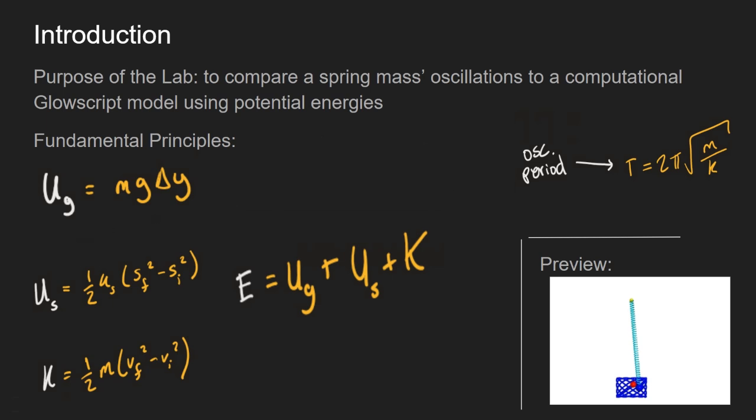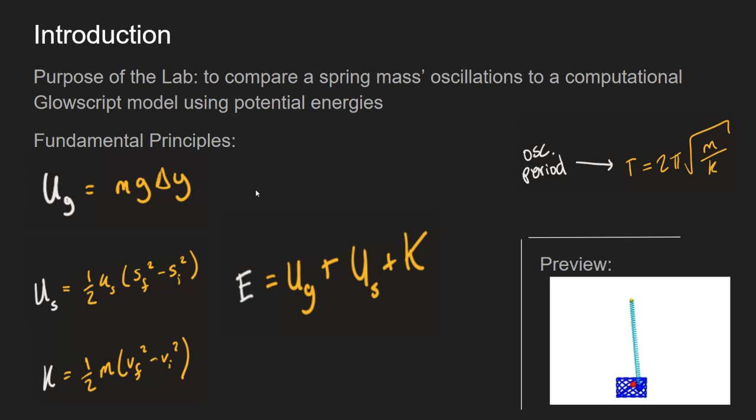Some principles to note for this lab: the gravitational potential energy is equal to the mass times the acceleration due to gravity times the change in the vertical distance. Then the spring potential energy, if you integrate the original spring force equation, you will get 1/2 times the k constant times the stretch squared. And then the kinetic energy is similar. It's 1/2 times the mass times the velocity squared.